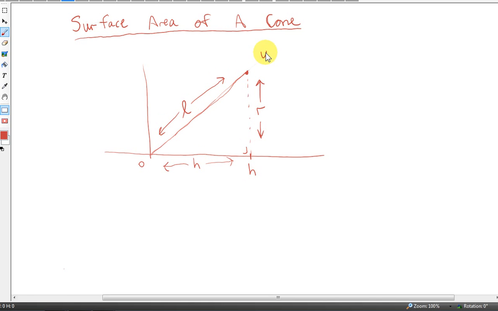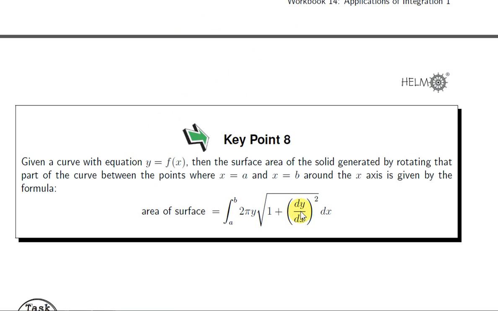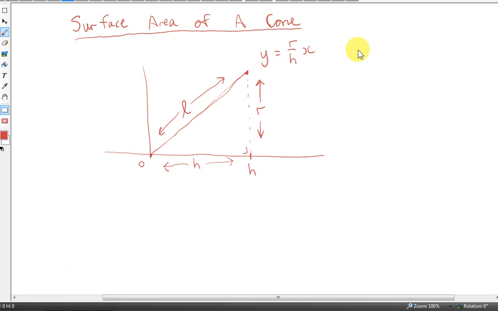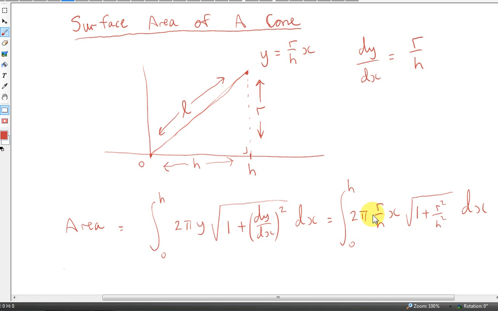Now the equation of this line is y equals mx plus c in general, where c is the intercept, but the intercept is 0, so it's just y equals mx, where m is the slope. Well, the slope is just, for this case, r over h. So for our formula we need dy/dx and we need y. Well, dy/dx is just the slope of this curve, or it's just a straight line, which is just r over h. It's just a constant.